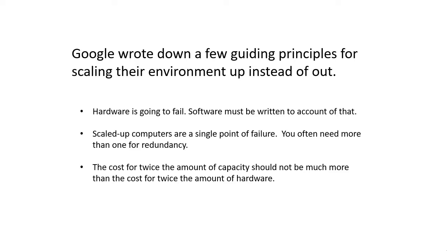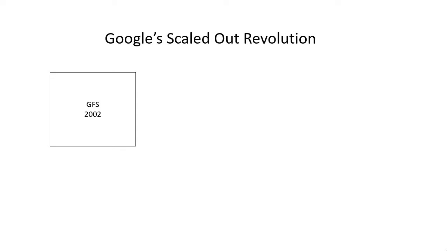Google designed three key technologies that moved them towards the scaled-out revolution. The first one was GFS. This is the Google File System. GFS was a distributed cluster-based file system. The data is stored in multiple locations and is still available regardless of disk failure.